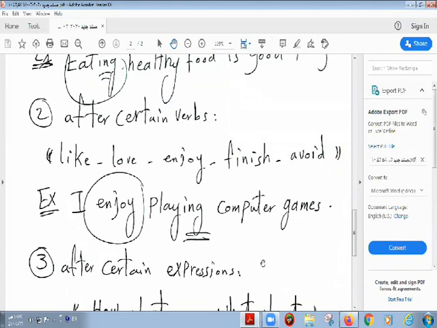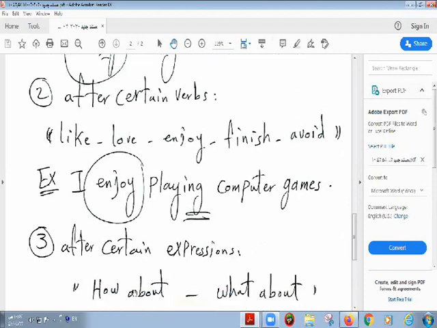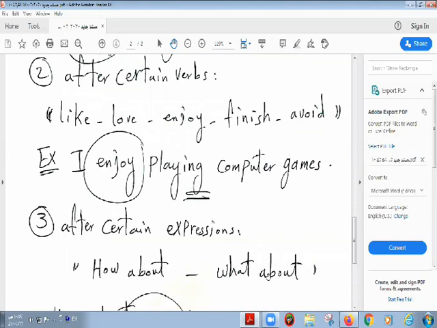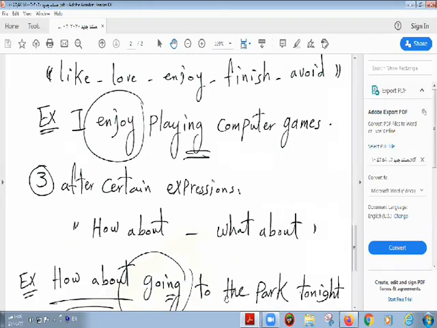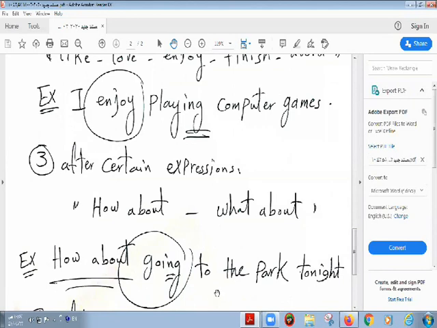Okay. Number three, we can also use the ing forms after certain expressions. For example, the expression how about or what about. We know that how about or what about, we can use them to make a suggestion. If you want to suggest something for someone, you can use how about or what about. For example, how about going to the park tonight?